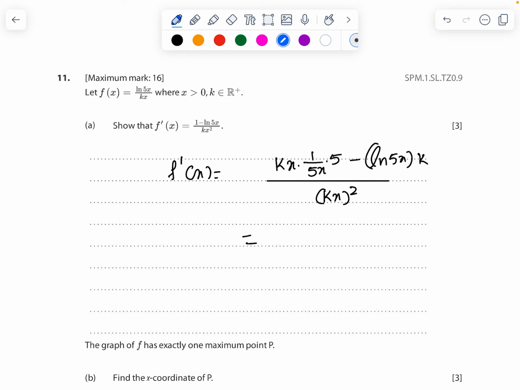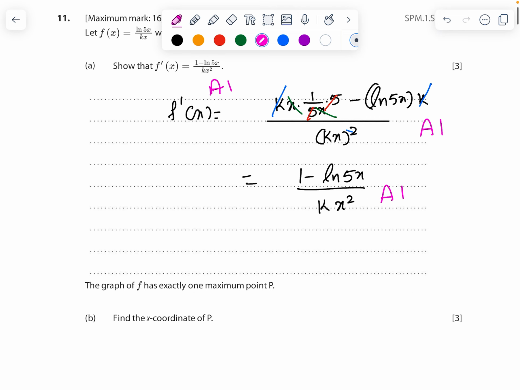So what can I do is, I can cancel 1k and 1k and 1k over here, and again I can cancel 5 and 5, and also I can cancel x and x. So what am I left over with? 1 minus ln 5x, and one more k is left over, but x square. That's going to be the answer, and it is a 3 marks question. So this attempt is giving me my A1, and calculation and cancelling is A1, and this is nothing but another A1. So see, I am not able to score A1 over here.